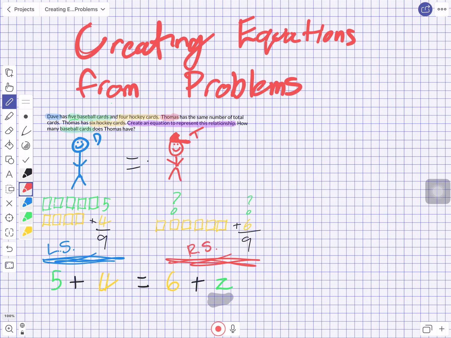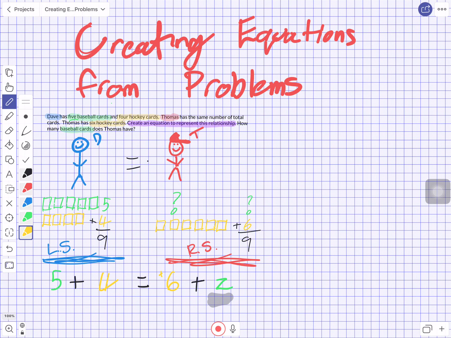We need Z to be by itself. And since it's already on the right side of the equation, we're going to leave it there. I'm going to leave Z by itself. So what else is on the right side of this equation right now? 6. We need to move it to the other side. Technically, it's not just 6. It's technically positive 6, but we don't write it in. We just assume everything's positive if there's nothing in front of it.